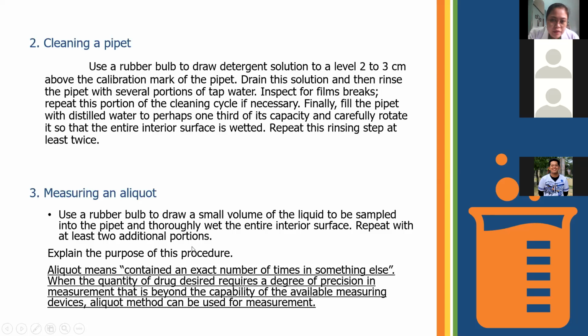So next is measuring an aliquot. Use a rubber bulb to draw a small volume of the liquid to be sampled into the pipette and thoroughly wet the entire surface, and then repeat with at least two additional portions. Aliquot means contained an exact number of times in something else. We can use aliquot measurement when a drug requires a degree of precision in measurement that is beyond the capability of the available measuring devices. It means a part of a chemical or medicine.